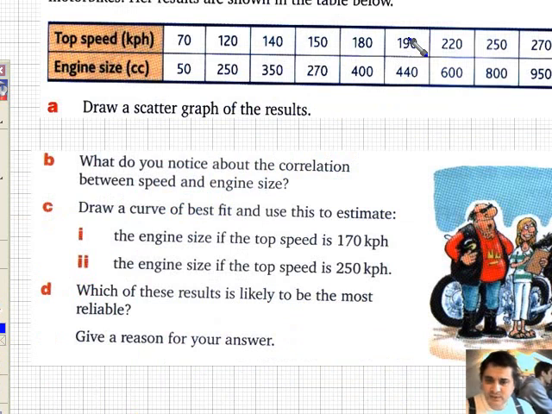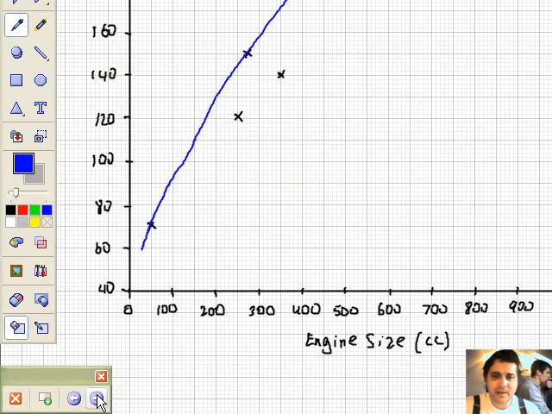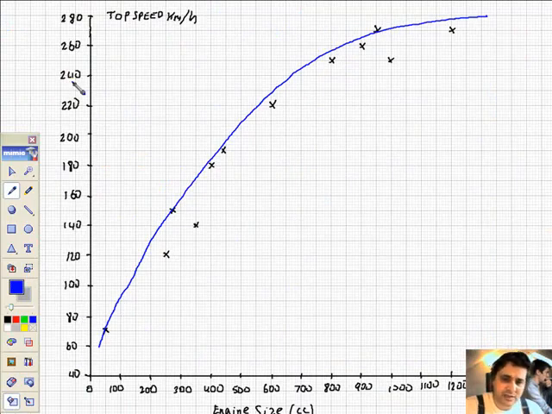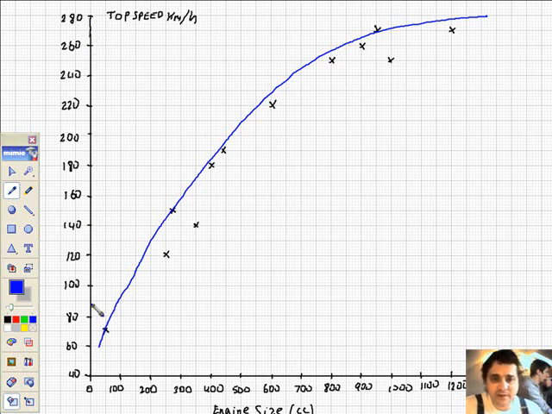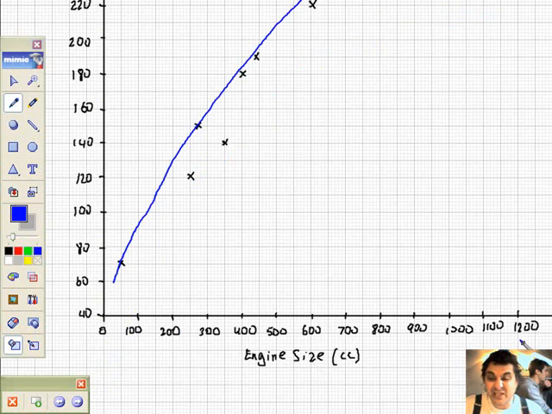So that's the table. Draw a scatter graph of the results. Let me just turn over the page, and I've already done that to save time. We have the top speed. I've started from 40 because there's nothing going at 0 kilometers per hour, so I've gone from 40 to 280. And the engine size is 0 to 1200 cc. cc is an old-fashioned unit, which stands for cubic capacity.